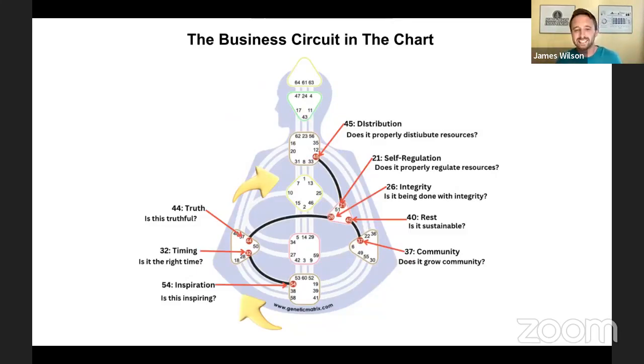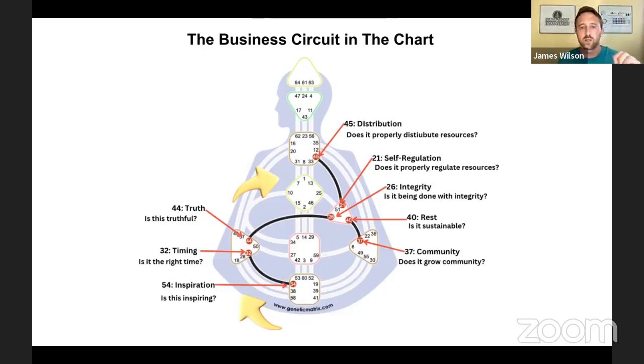Okay, over to gate 26. Gate 26, and this particular channel here, 44-26, is often referred to as the channel of the salesperson or the entrepreneurial channel. It's all about creating resources. So it's integrity. Is this being done with integrity? And then we branch down to 40-37, which I think is left out a lot in traditional business paradigms. Gate 40 is the gate of restoration. So are you resting? Is this sustainable for your energy? Down to gate 37, which is particularly important for entrepreneurs to also be collaborative and grow a community. Emotional connections, it's in the emotional solar plexus. So are you growing a community?